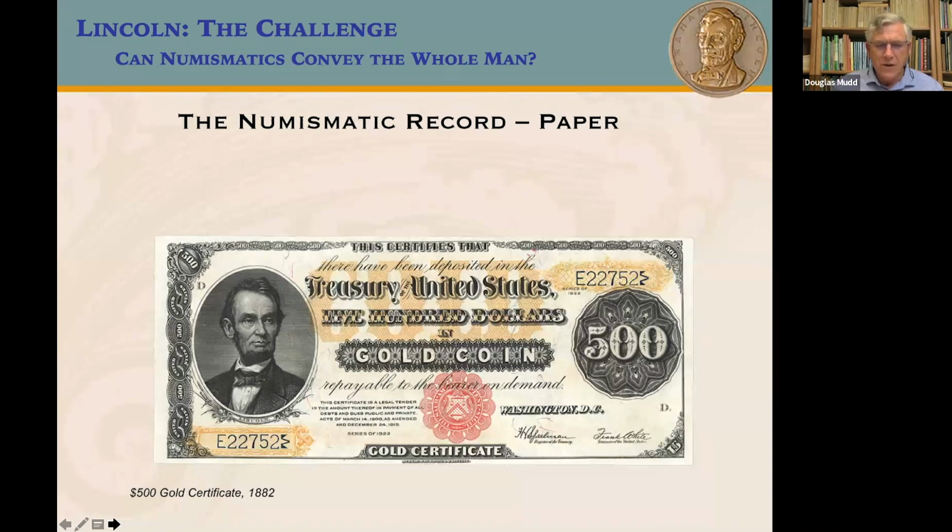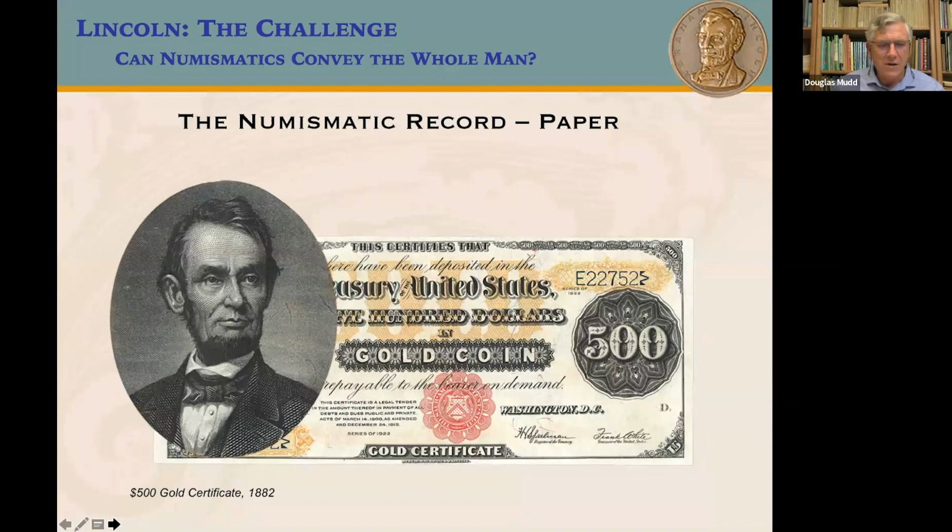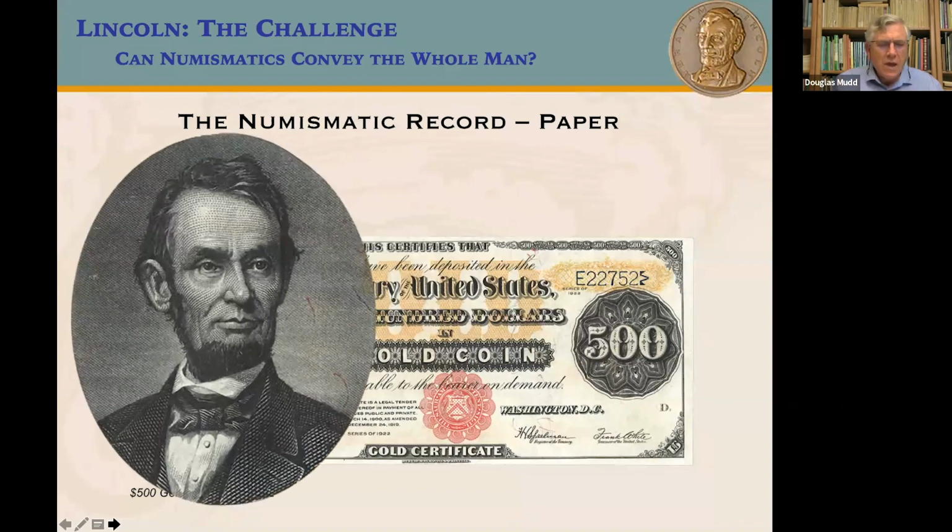Now we go on to a $500 gold certificate, gold coin note of 1882. And here you have yet another impression of Lincoln. His beard is a little bit less pronounced, but you get an image here of more of a statesman. He looks, again, very neutral, and his expression doesn't give much away. He looks more like he's playing poker, or he's a politician in the background looking on without giving anything away.